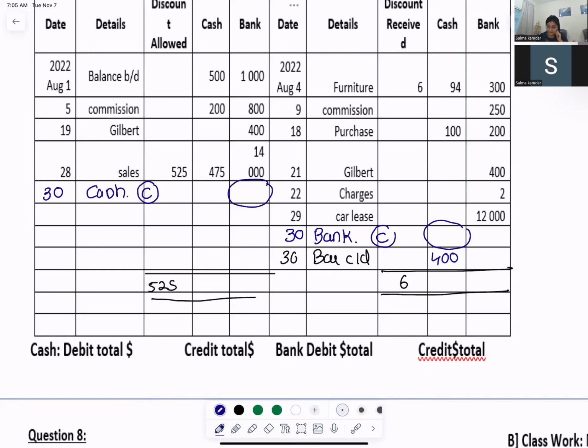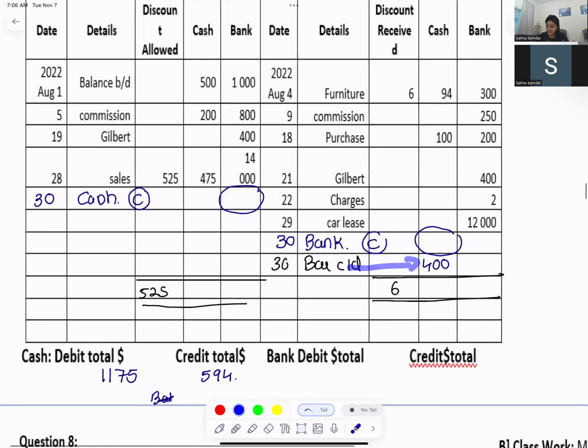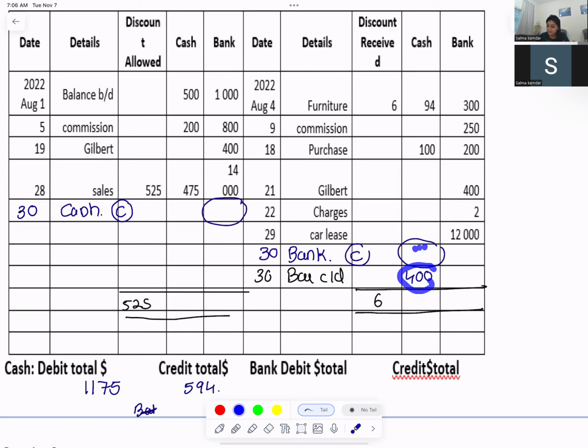Now I will do the total. The debit total of the cash is 1175. And the credit total of the cash account is 594. Do not forget to add this closing balance in your credit total. Balance closed down I already have, because they said that anything above 400 will go into the bank. So 400 is my balance closed down.